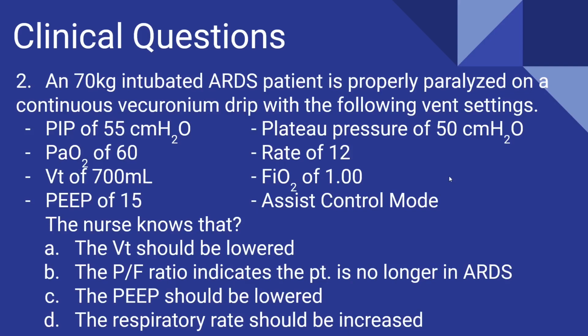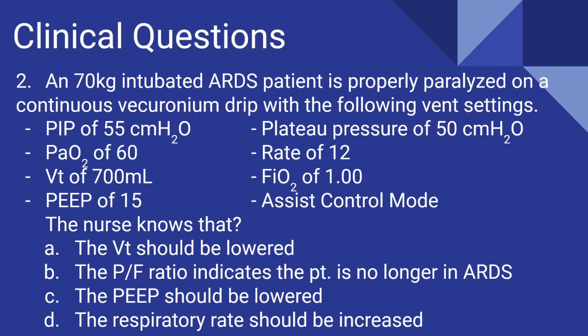Next clinical question: you have a 70 kilogram patient who's intubated with ARDS, but they are properly paralyzed on a continuous vec drip on the following vent settings. So you have an ARDS patient who's about 140 pounds, who's paralyzed. Their peak inspiratory pressure is 55, and their plateau pressure is 50. And I'll remind you that a normal peak inspiratory pressure should be below 40, and a normal plateau pressure should be below 30. So those are some numbers you probably want to remember.